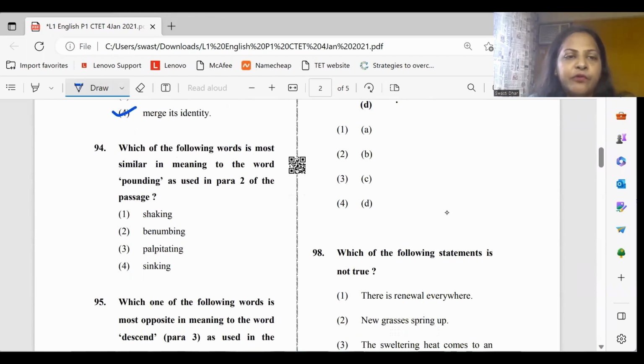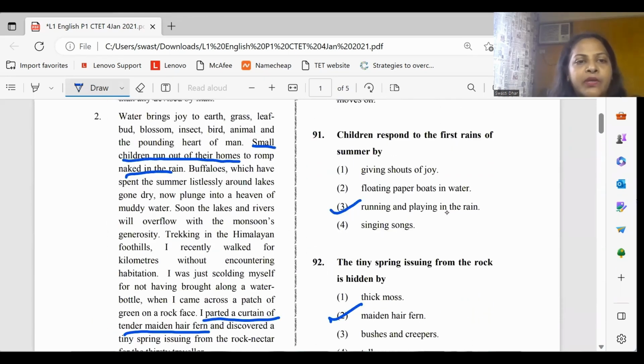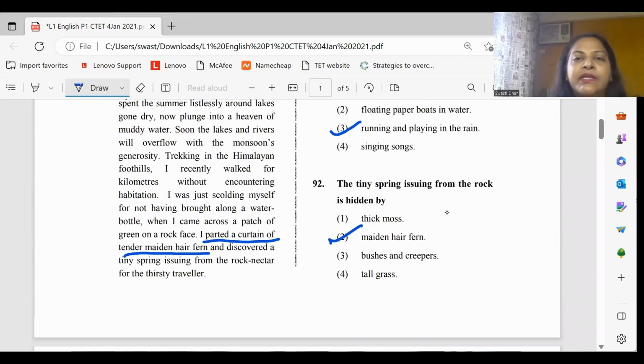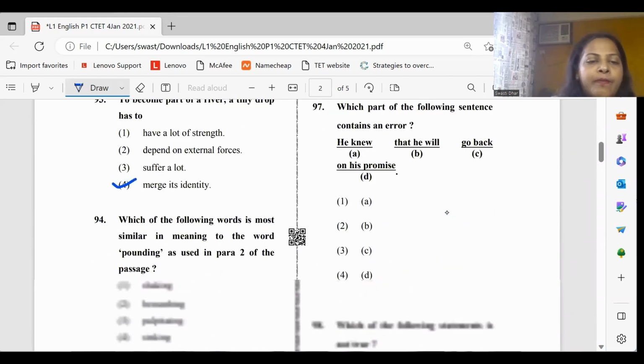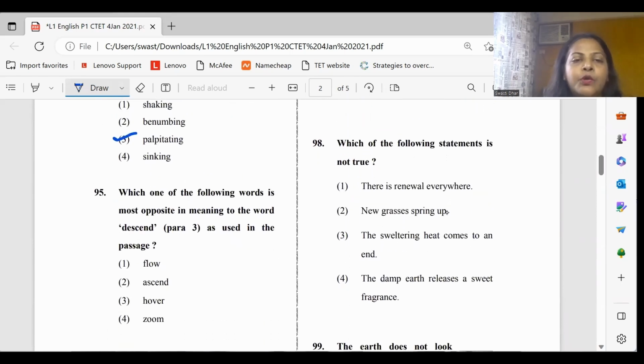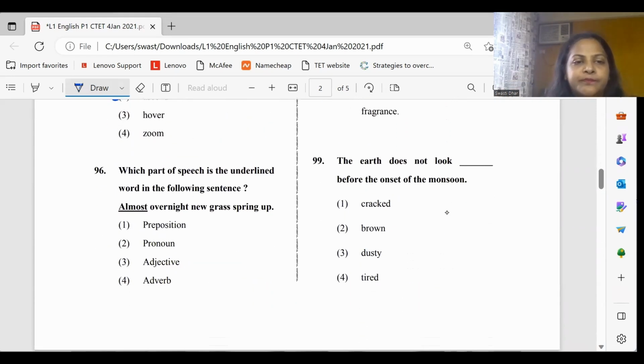Question number 94, which of the following word is most similar in meaning to the word pounding? So we have the word pounding out here, the pounding heart of man. So it is talking about the beating heart of man or the palpitating heart of man. Which one of the following word is most opposite to the word descend? So the opposite of descend is ascend. You don't really have to go back and see it. To descend is to come down, ascend is to go up.